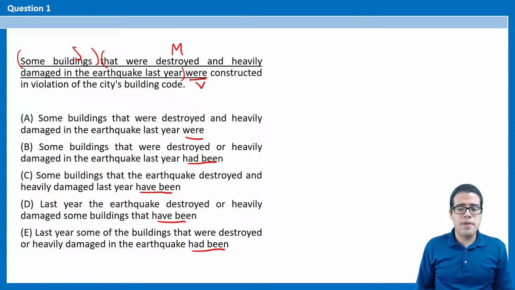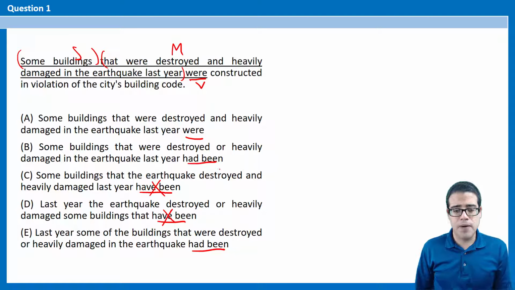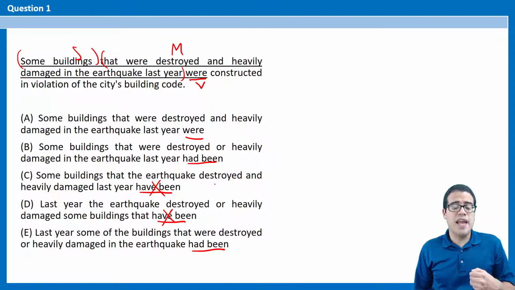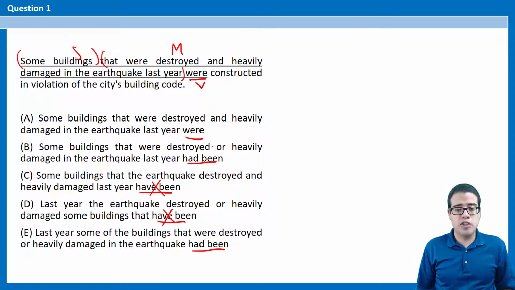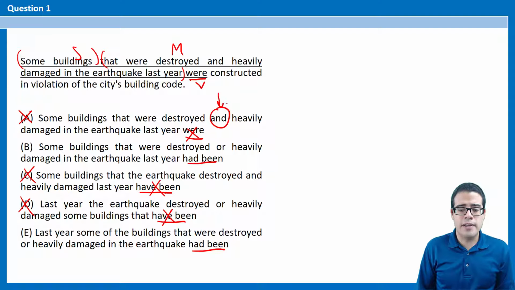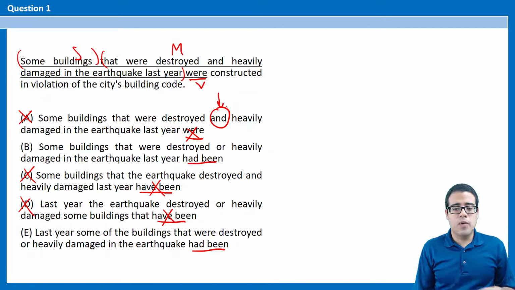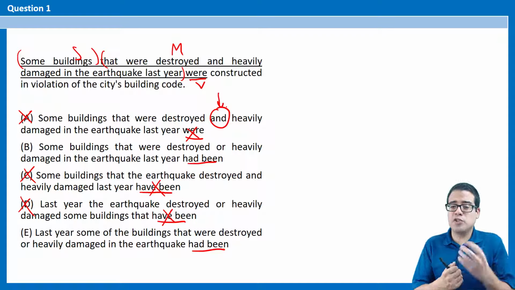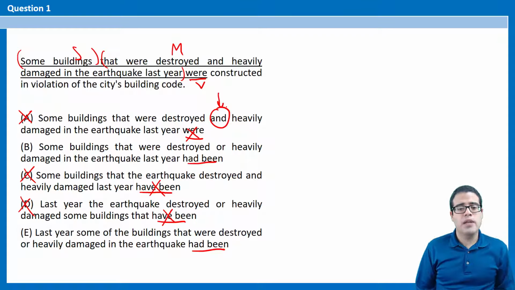Remember, have been is present. I cannot use present perfect. Okay? Because the action ended before another action. So I need had been. I cannot use were. You can eliminate 3 choices because of that. Also, I cannot say they were destroyed and damaged because one is the extreme of the other. You are either destroyed or damaged. Okay? So between B and E, the only difference is the position of last year.